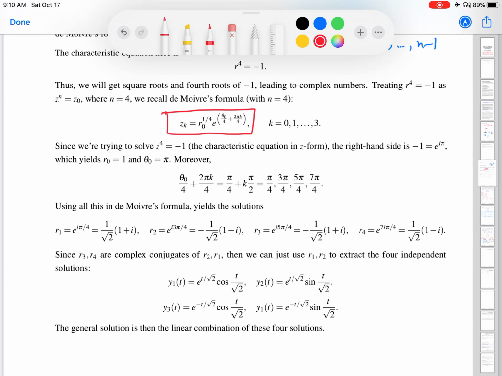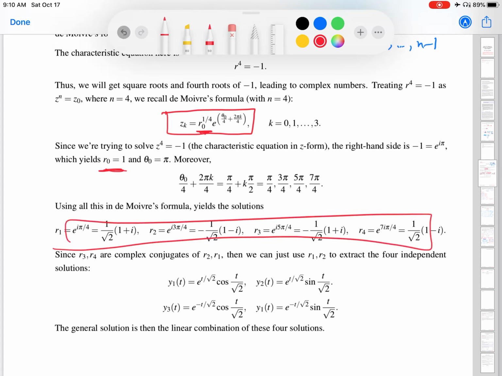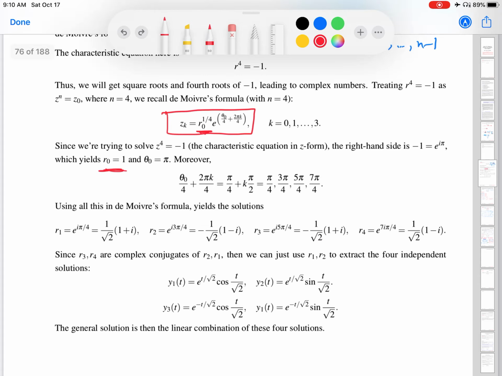So the next thing to notice is that because r sub 0 is 1, these complex roots that I'm about to go over down here do not have any numbers in front of them, right? They're all 1. There's a 1 here, there's a 1 there, there's a 1 there, because r sub 0 is 1 in this case. So they're basically just all of the form e to the i times some angle, right? One of these 4 angles.